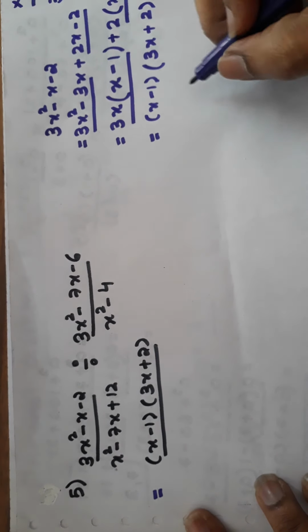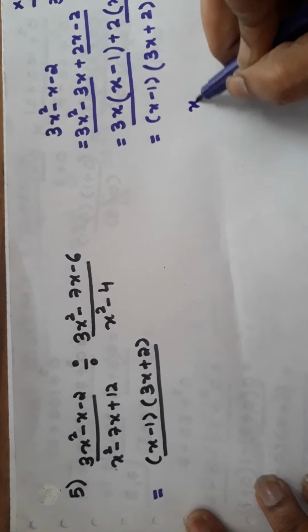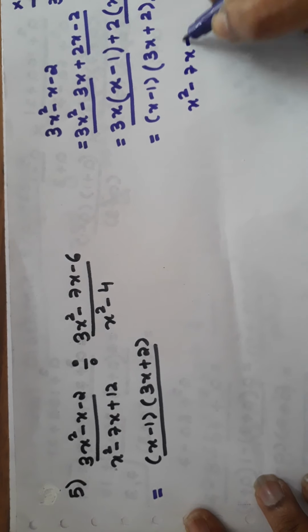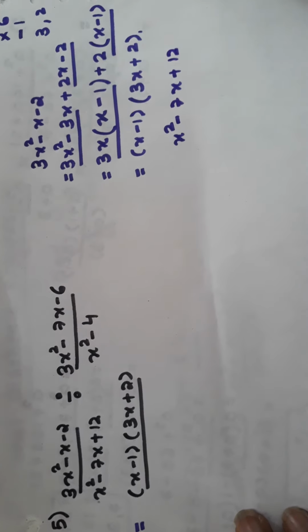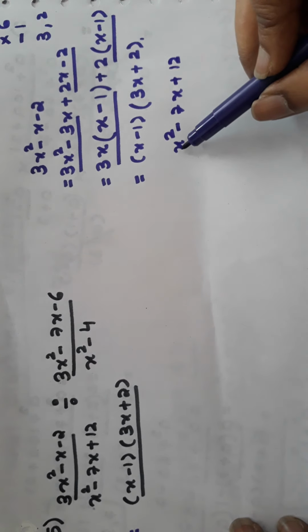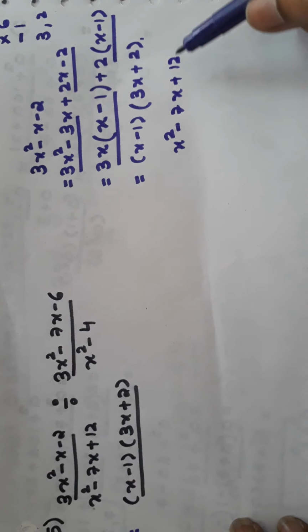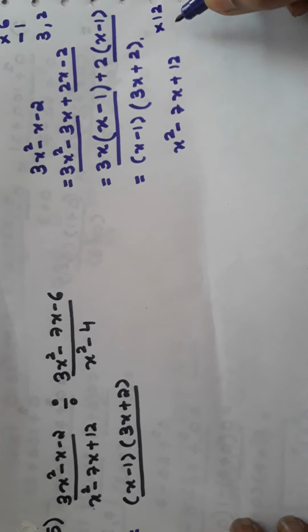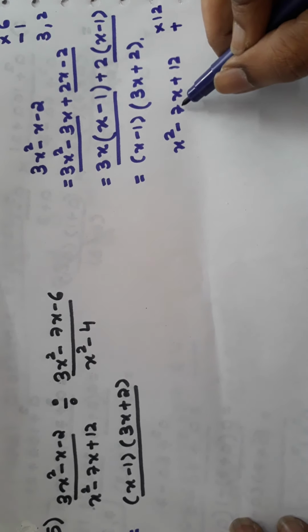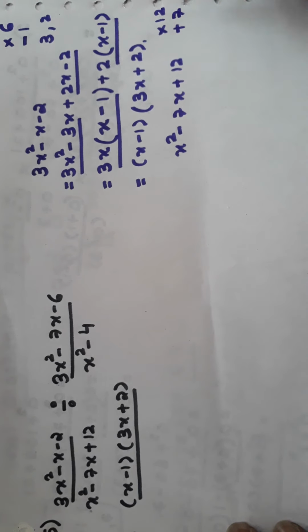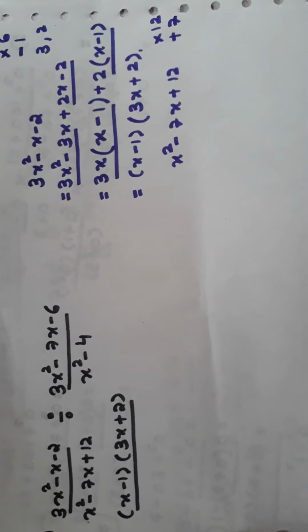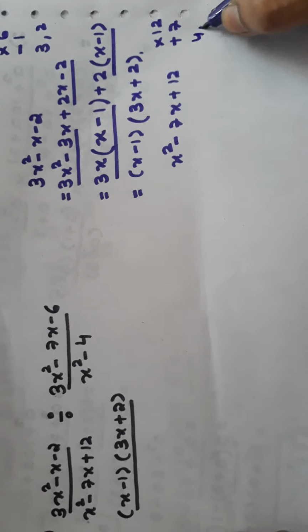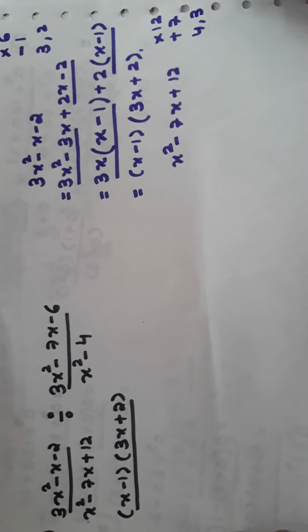Now take the denominator, x² − 7x + 12. The product of the coefficient of the first term and the last term is 12. The sign is plus and the coefficient of the middle term is 7. Two numbers which when multiplied give 12 and which when added give 7: 4 and 3. 4 × 3 is 12 and 4 + 3 is 7.